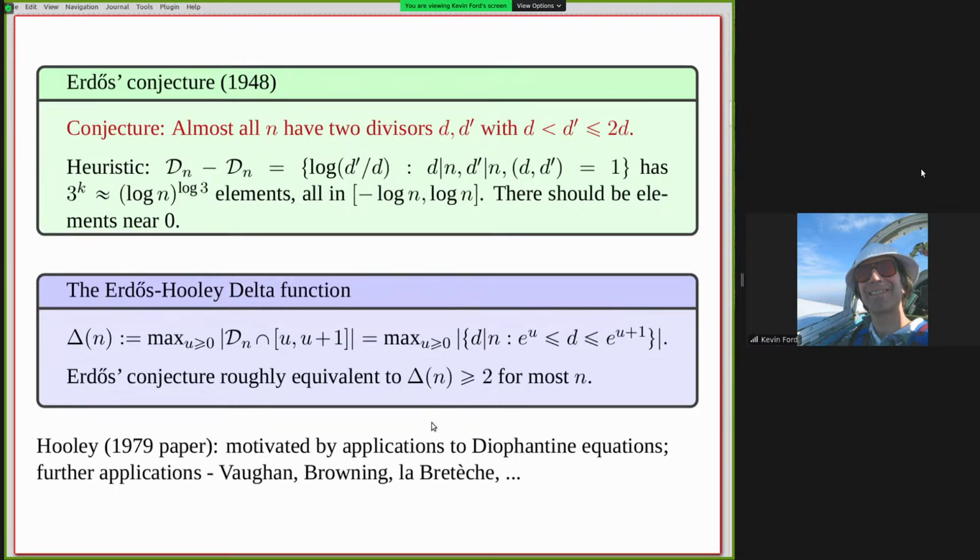Okay, and I just want to mention as an aside, there are many applications of the delta function, starting with Hooley's paper, motivated by Diophantine problems. So many people have worked on that, and there are different variants of the delta function, but I'm going to concentrate here on the original delta function.